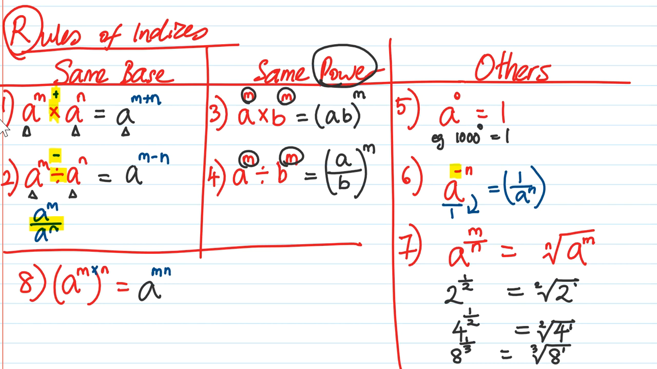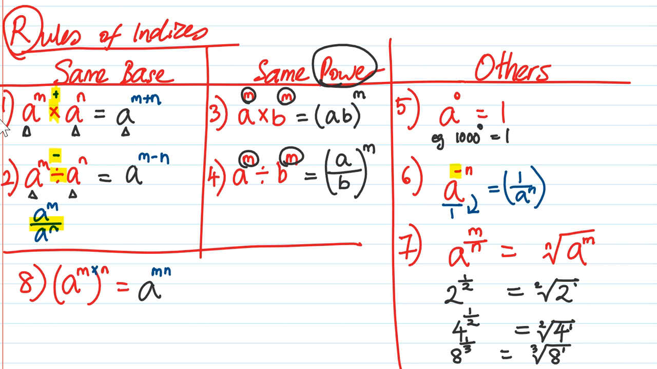Next, if you have a negative power, a to the power minus n, to get rid of this negative, we flip the base. So the base is a, you can put a over 1, because anything divided by 1 is just itself, a. So you put a over 1 because it's still a, and you flip the base, you get 1 over a, and now the power becomes positive. So negative to positive by flipping the power.